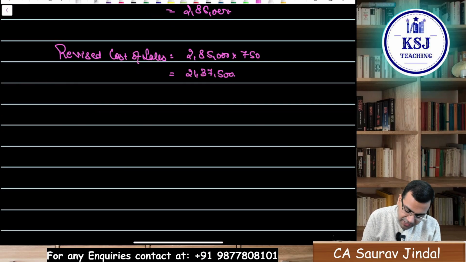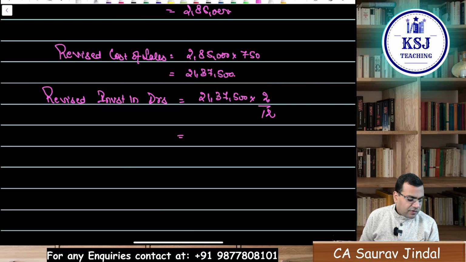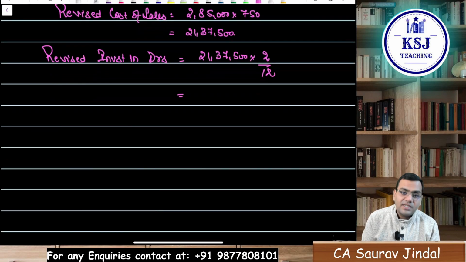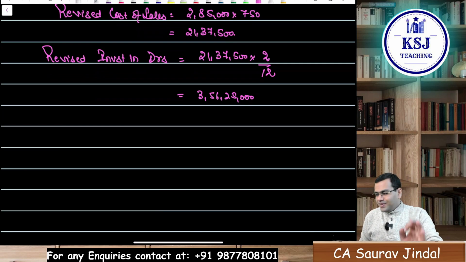Now calculate the revised investment in the debtors. 21,37,500 is invested for how many months? For 2 months. Investment in debtors means the money is stuck in the debtors until you receive that money. That comes to 3 crore 56 lakh 25,000. That will be your revised investment in the debtors.